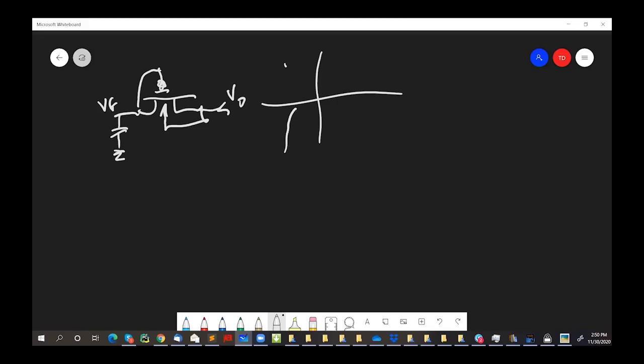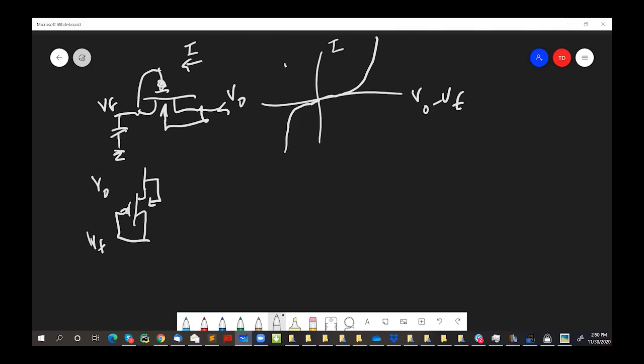Let's see, let's draw it like this. This is I going this way versus VO minus VF. It's exponential in both directions. In one direction, is it clear? So take this circuit here and lay it on its side so that VO is bigger than VF. We'll just draw the voltage like this. Then what you have is, now it's clear, it's like a diode-connected PFET, right? If I put a VDD here, it'd be exactly a diode-connected PFET.